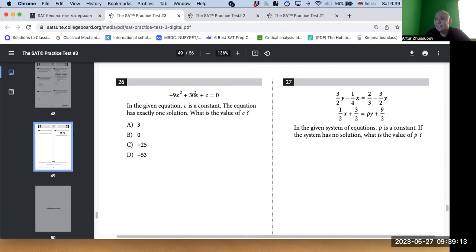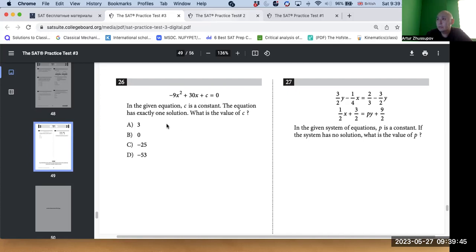Okay. So in the given equation, c is a constant. The equation has exactly one solution. So what is the value of c? As we understood, we should write the discriminant formula, plug in our values for the coefficients and calculate the discriminant. If it is positive, the equation has 2 roots. If it is negative, it has no roots. And if the equation has exactly one solution, the discriminant is 0.